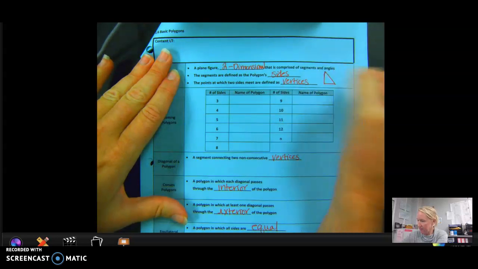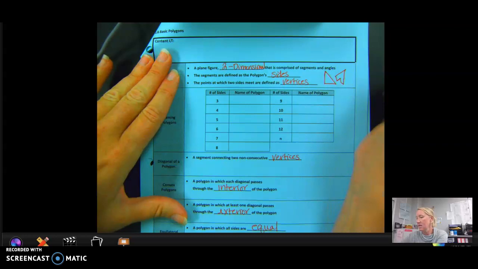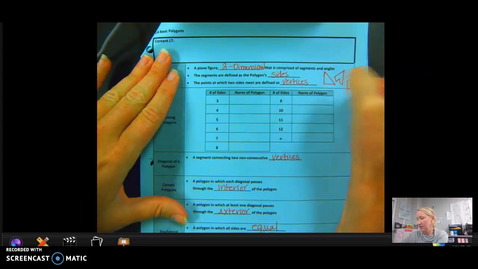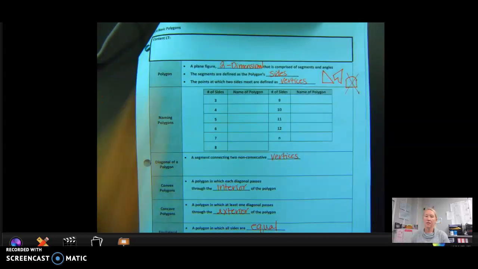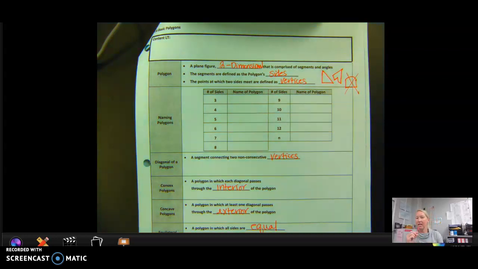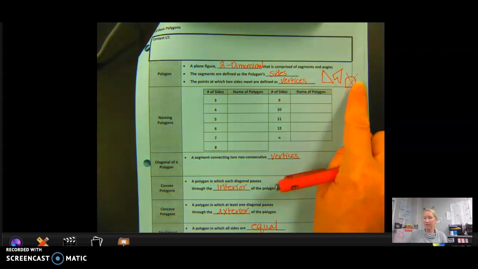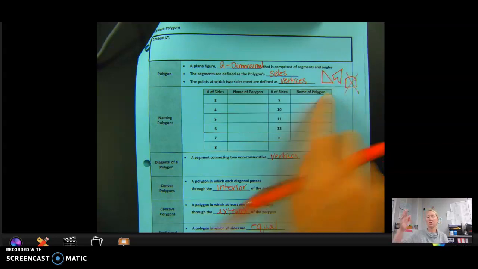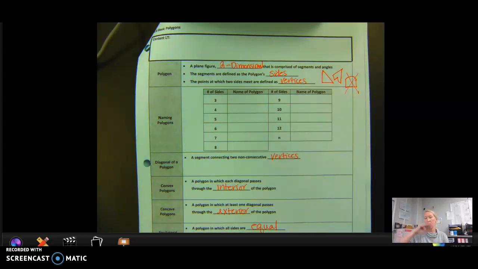So something that is a polygon. This is a polygon. This is a polygon. This is not a polygon. And the reason that's not a polygon is that this top is not a segment. It is rounded, which is not considered a segment. So it has to be all segments, no rounded sides. So a circle is actually not a polygon.